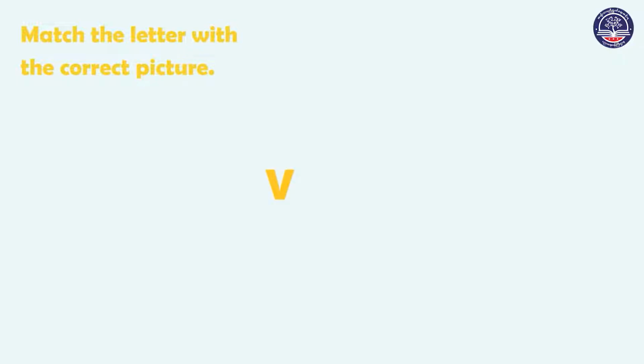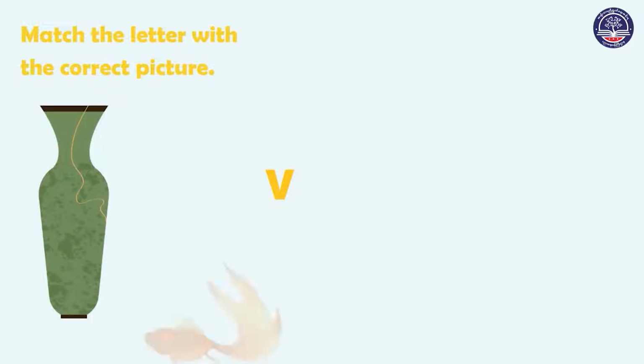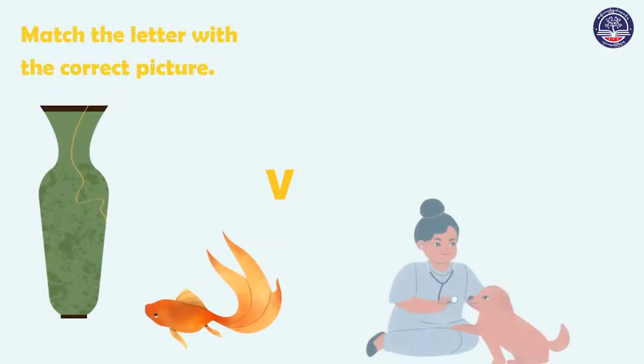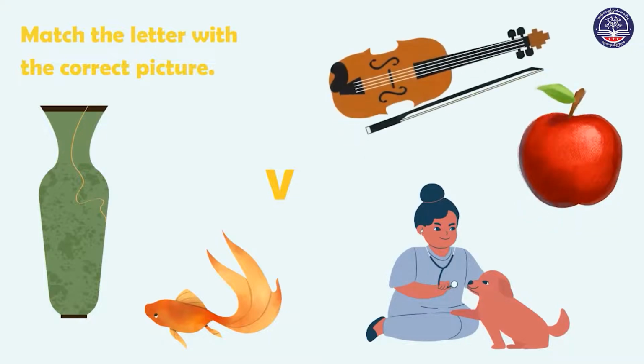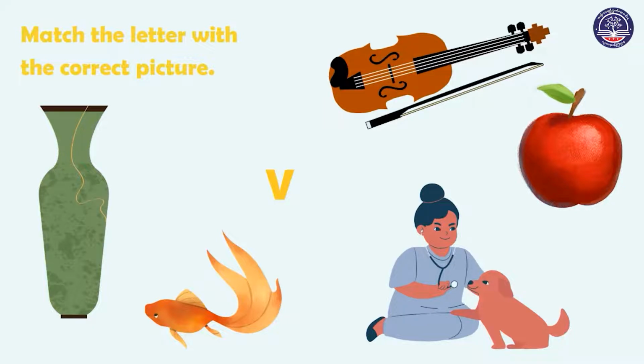Now what we are going to do is match the letter with the correct picture. So here, letter V is given and some pictures are given also. Now let's look at the pictures. First, we have a vase, fish, vat, apple, and violin. So we will only match the pictures that start with letter V with the letter V. Okay? Now let's begin.